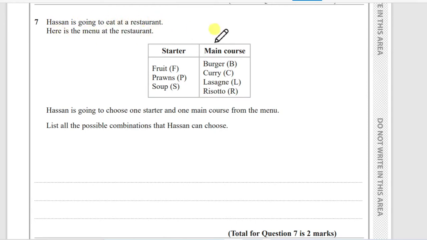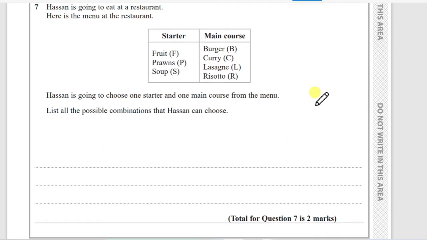Now Hassan is going to eat at a restaurant. Here is the menu of the restaurant. So you get fruits, prawn soup, burger, curry, lasagna, risotto. Wow, mashallah, looks all halal. I like it. Hassan is going to choose one starter and one main course from the menu. List all the possible combinations that Hassan can choose.